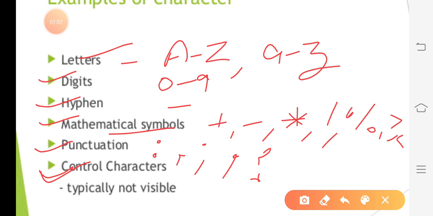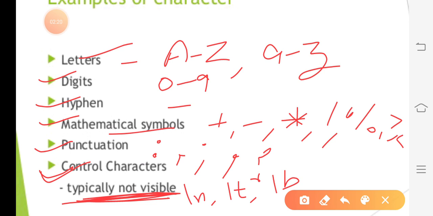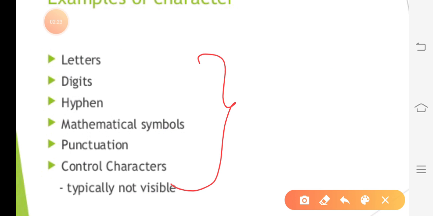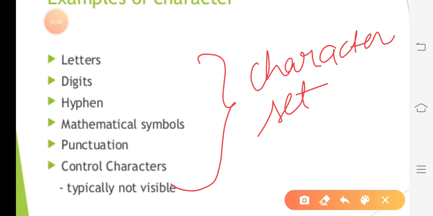Then the next one is control characters. Control characters are those that are not visible on the output screen, like backslash n, backslash t, backslash b. Okay? So these are the control characters. All these characters we actually use while making a Java program, and all these characters are defined inside a character set. Now, a question that can come in your exam is which character set is used by Java?